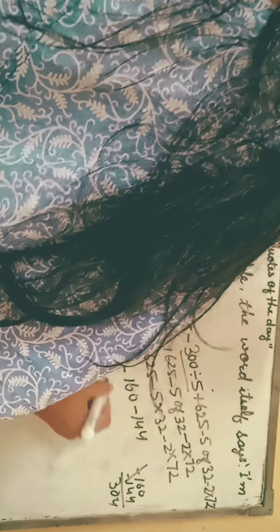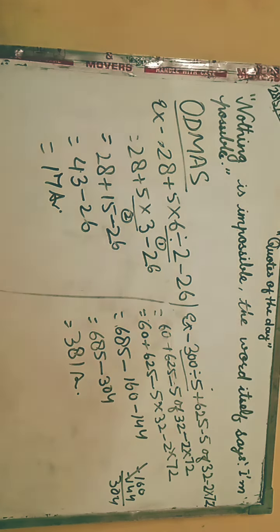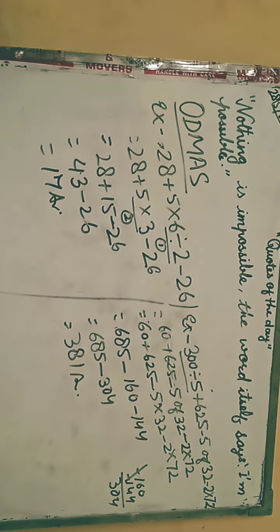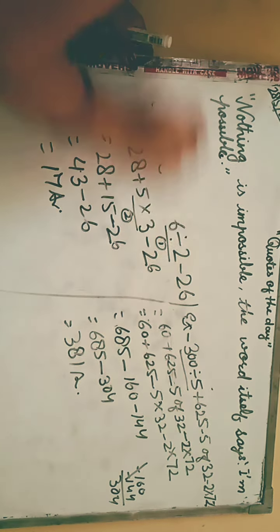Now come to the next, about uses of grouping symbols. What are the uses of grouping symbols? How can you describe? As I have explained to you, ODMAS. Now come to the next, BODMAS. What is BODMAS? In BODMAS, we use grouping for simplification of expressions with two or more fundamental operations.